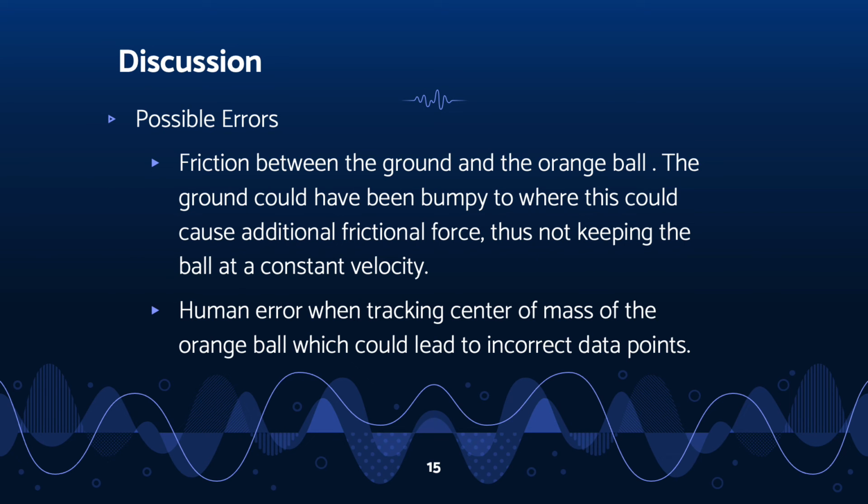For the discussion portion, I want to touch on possible errors, one of them being when I rolled the ball, the ground could have been bumpy, which could have caused additional frictional force, which meant that the ball was at a non-constant velocity, or there could have been human error when I was tracking the center of mass, which would have led to incorrect data points.